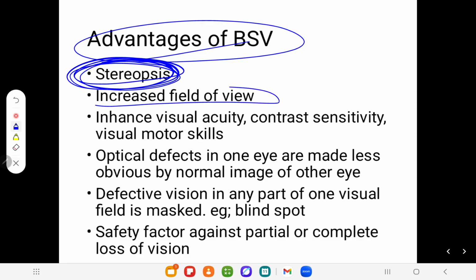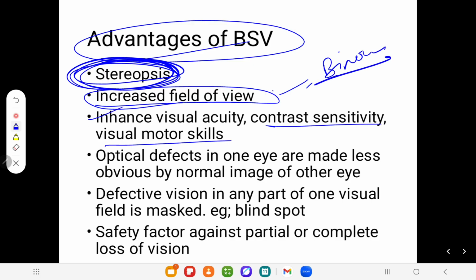Increase of field of view, in the case of binocular field of view, isn't it? The binocular field of view increases. It enhances visual acuity, contrast, and motor function. Because in the case of visual acuity, both eyes' visual acuity is far better than one eye, in the case of contrast and color. Even both eyes have one advantage, which is that it hides the blindness due to the optic nerve head, isn't it?